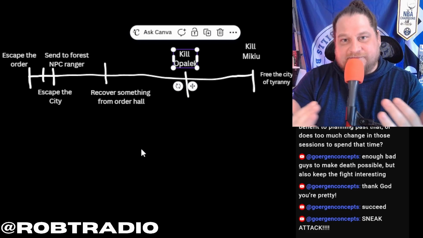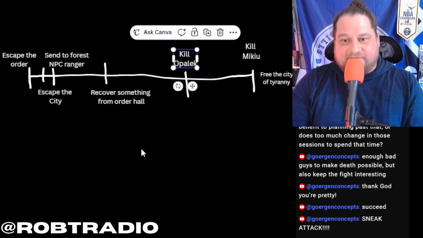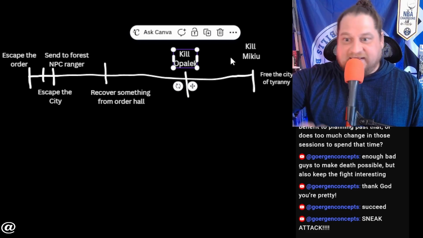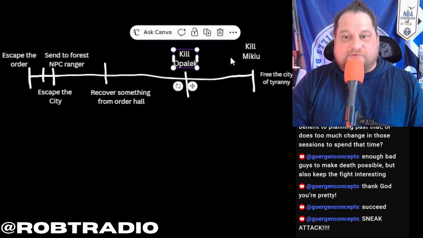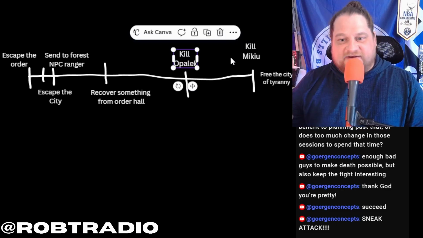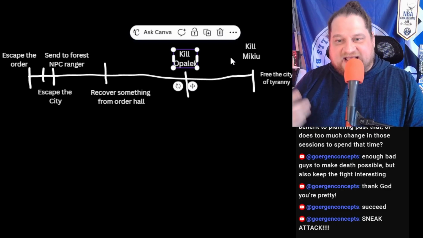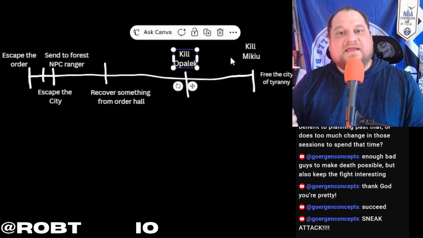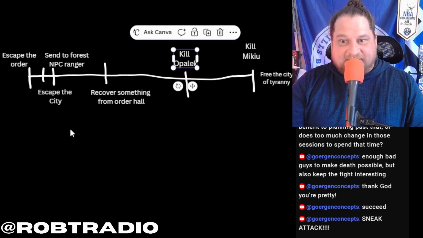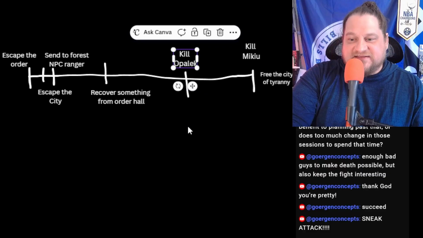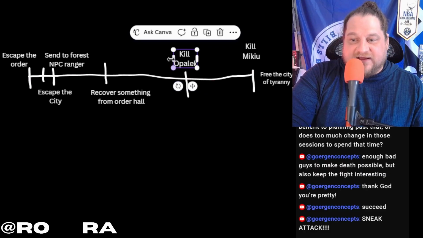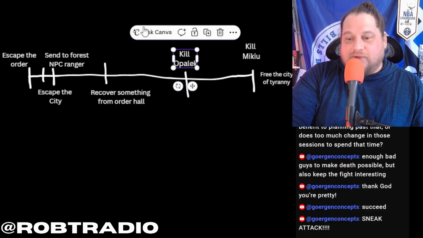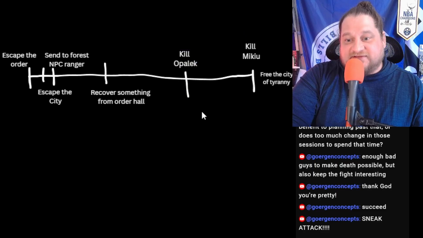Because I want to start making him the evil guy, right? Maybe he's out there in the woods hunting for them. Maybe they find a note on one of the dead rangers that has their names specifically, that's signed by Opalek. All things that you can do to start building up this guy. So when they fight him and beat him, it feels like a win, right?